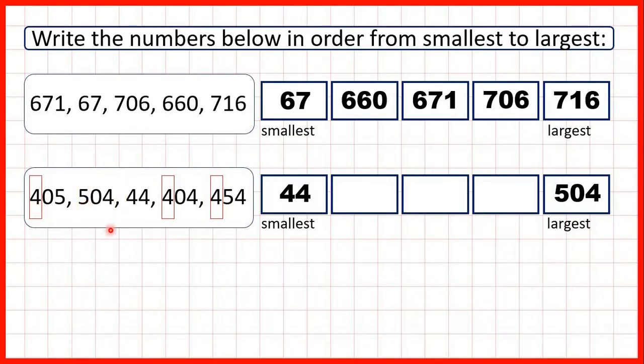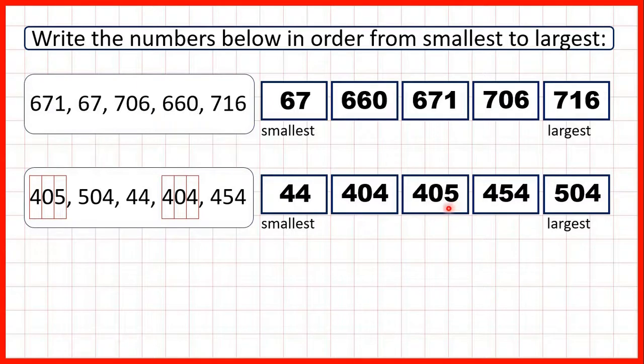So now we have 3 numbers that all have 4 hundreds. So what we need to do is compare the tens digits. We have 0, 0, and 5. That means that this number with 5 tens must be second largest. And then if we look at our remaining two numbers, this number has 5 ones, but this number only has 4. So 404 is next smallest, and then we have 405.